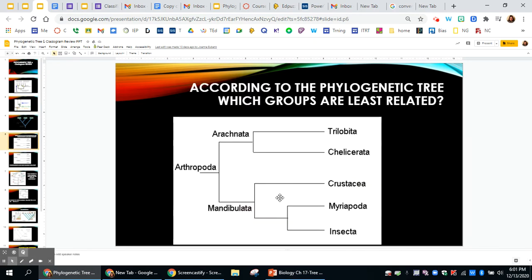Looking at this tree here, it asks which groups are least related. Probably the ones that share ancestors all the way back here. That would be maybe the trilobites and the insects, if you see that their common ancestor is all the way back at this very end here.